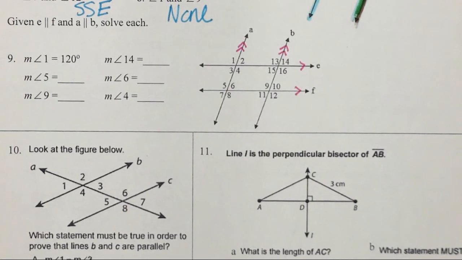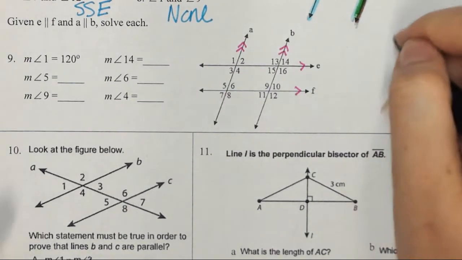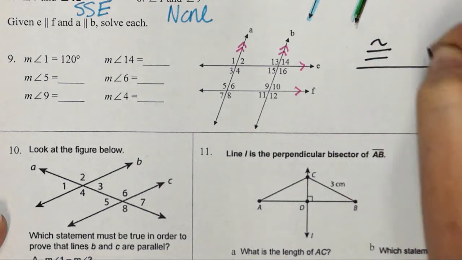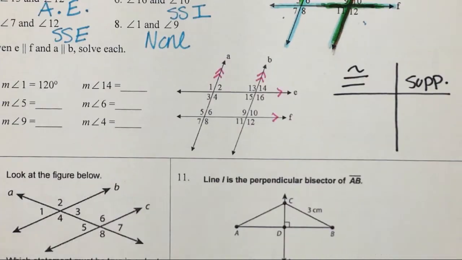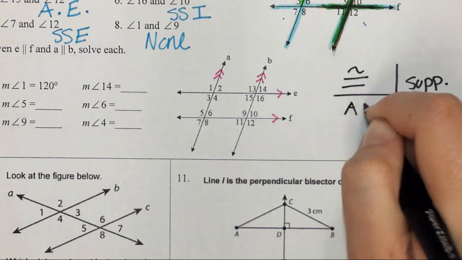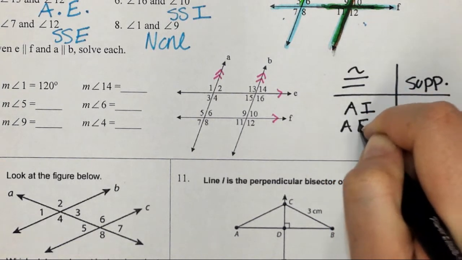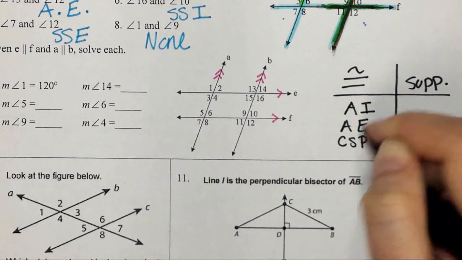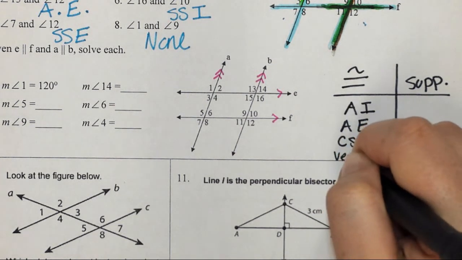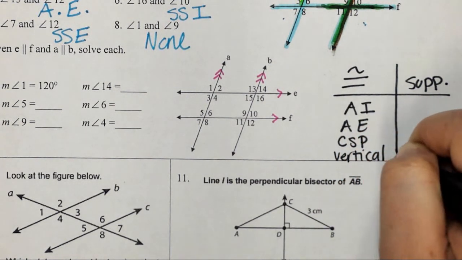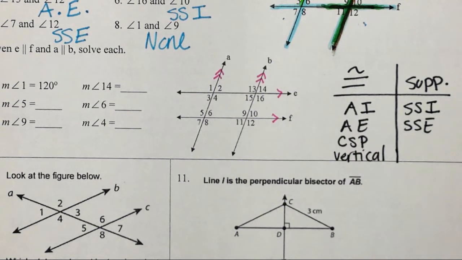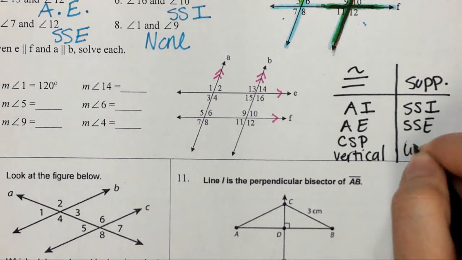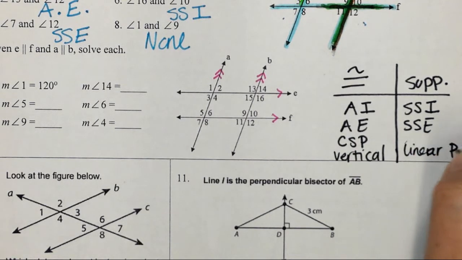So in your notes, you have a table that lists the angles that are corresponding and the angles that are supplementary when you have lines that are parallel. So the corresponding angles will be alternate interior, alternate exterior, corresponding, and vertical. The supplementaries are the same side. So those are same side interior, same side exterior, and then linear pair.